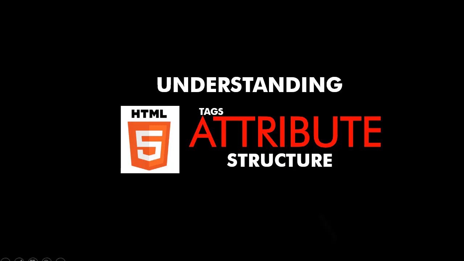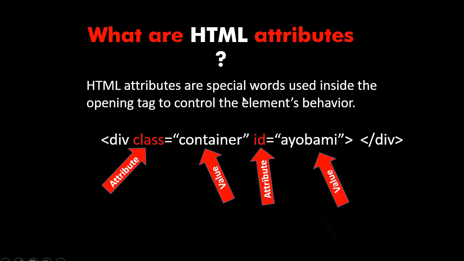What are HTML attributes? HTML attributes are special words used inside the opening tag to control the element's behavior. You will realize that in this case, this red class is the attribute. This is the name of the class or the value of the class, right? And this ID is an attribute, and this Ayobami is the value of the attribute.